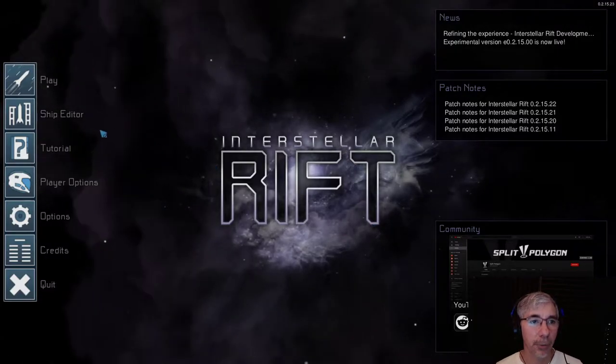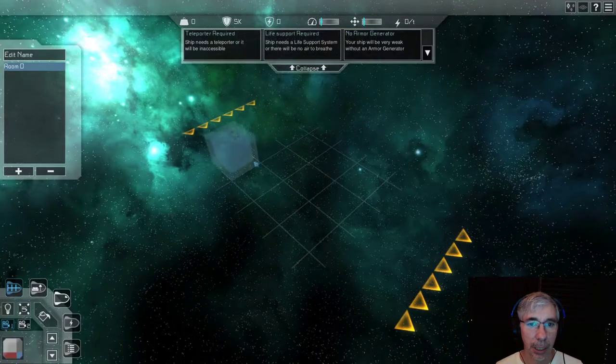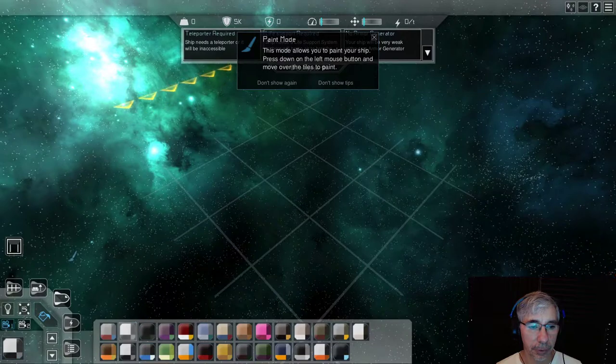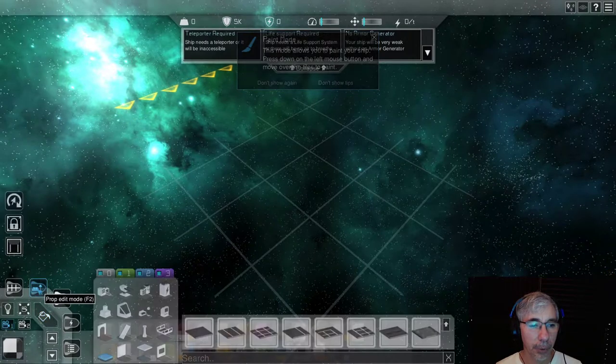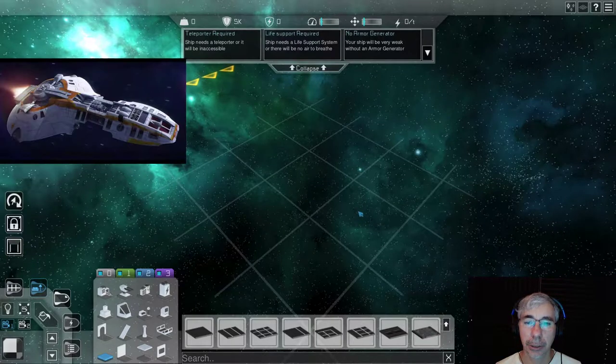So today we are going to make a ship from scratch, because I wanted to show you guys how I usually do it in some sort of tutorial. And what we're going to do today is make a ship from Star Wars. I tried to reproduce it. And this is the ship right here, the Loronar scout ship.